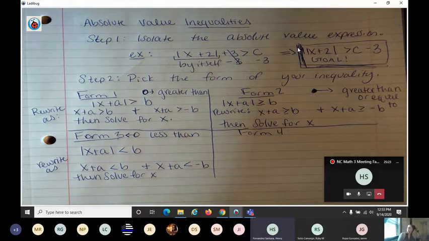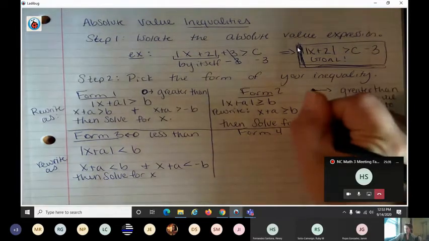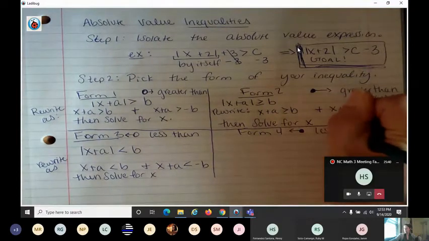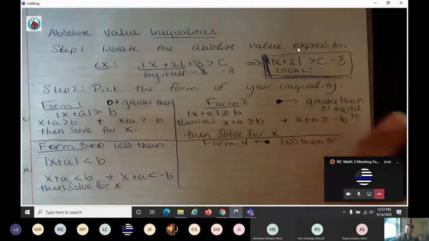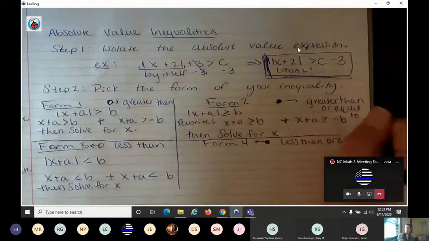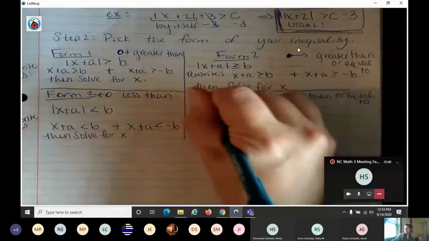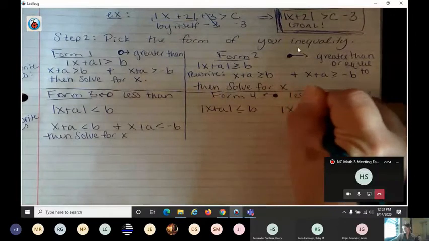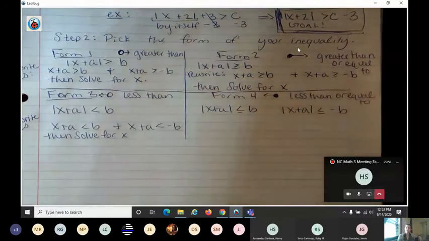Okay, any other questions? Okay, so form 4 is going to be a closed circle, and it's going to be less than or equal to. So this time we have x plus a less than or equal to b, and then x plus a less than or equal to negative b.